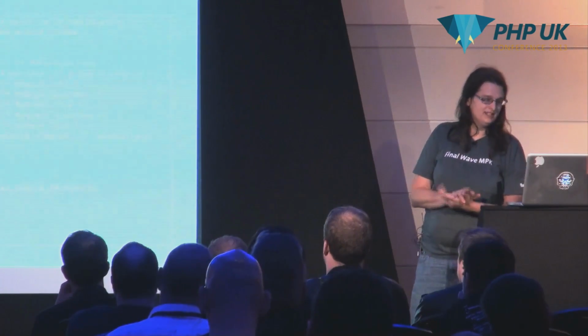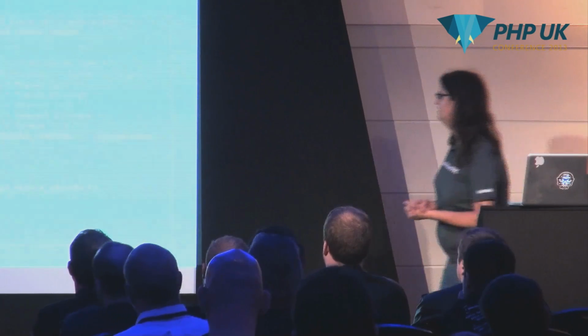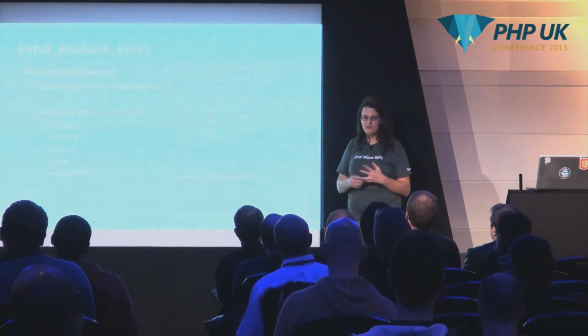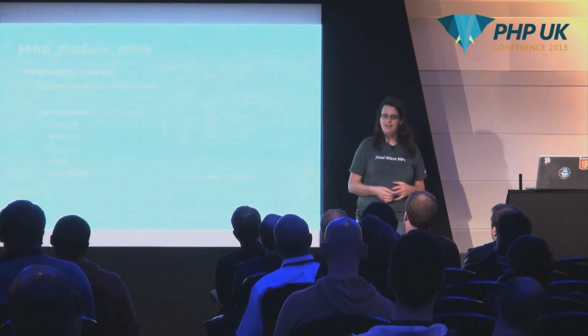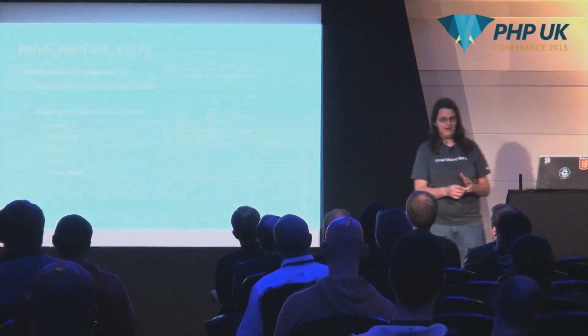And what can you do in these things? This is module init that this slide is looking at. This is where you're going to declare your constants. You only need to do that once. Declare your INI settings. Only need to do that once. Define resource types. Only need to do that once. Declare classes and deal with any specific callbacks.